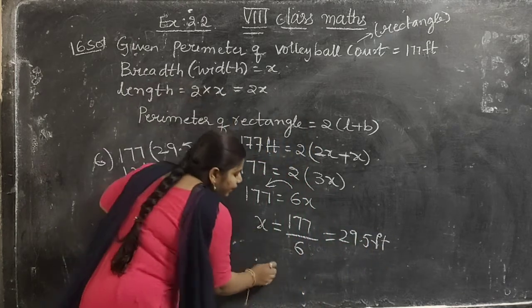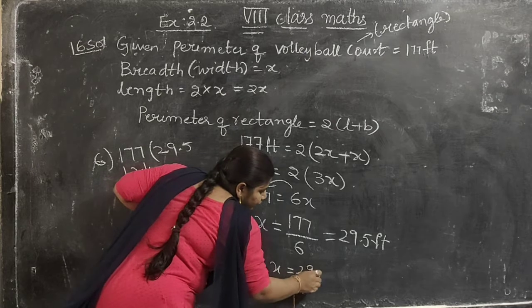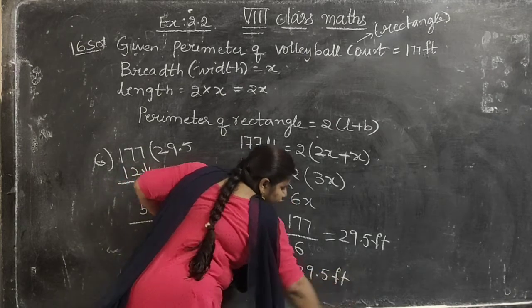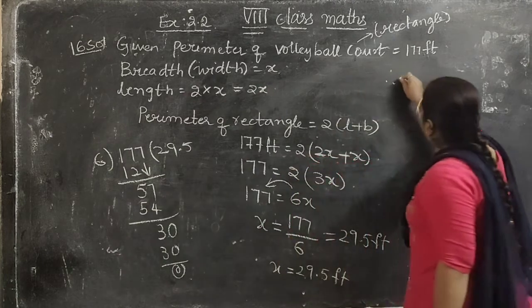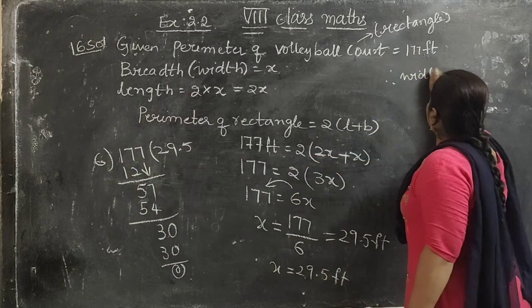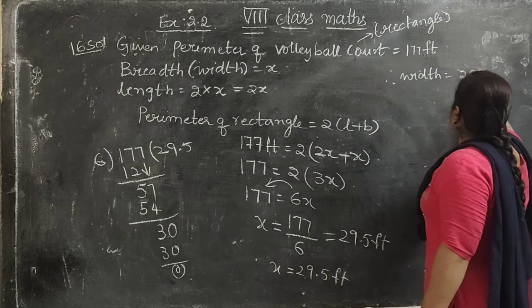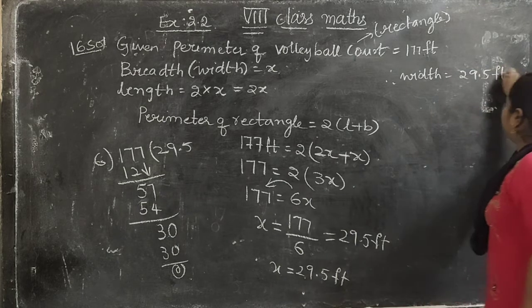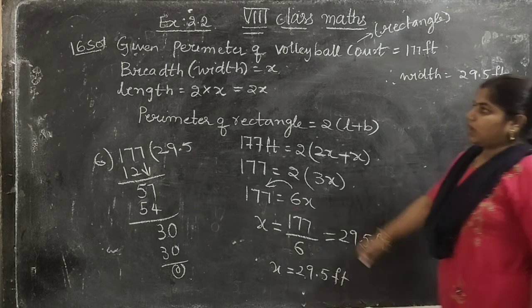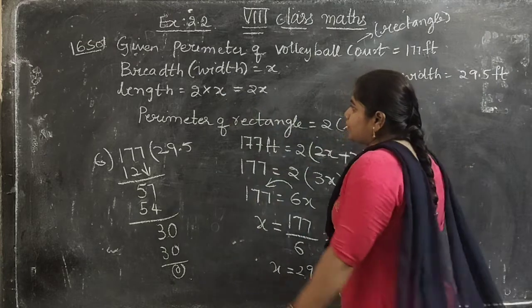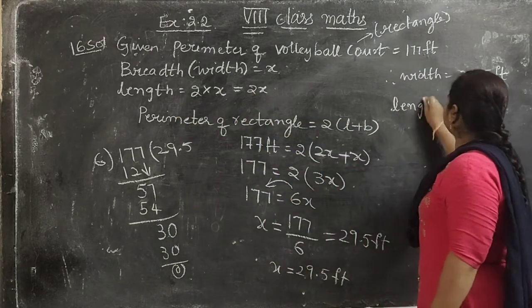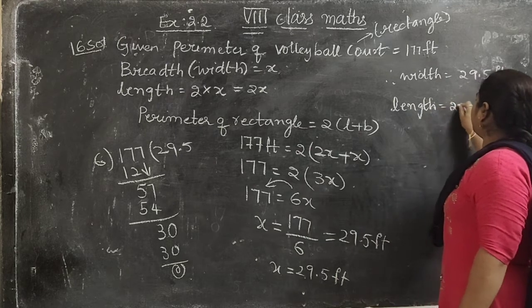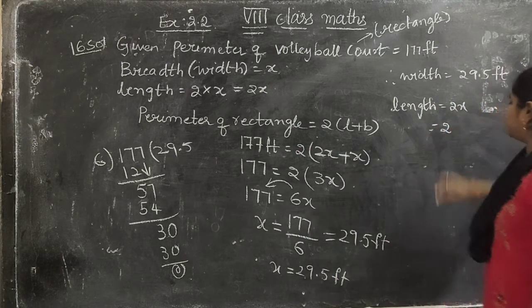x is nothing but the width value. So we got the width value as 29.5 feet. Therefore, the width is 29.5 feet. Now what do we have to find? We have to find the length value. So what is the length here? 2x. So length is equal to 2x. In this, 2 is a constant value.